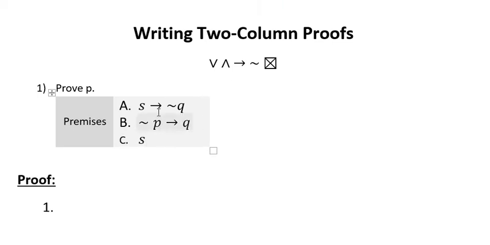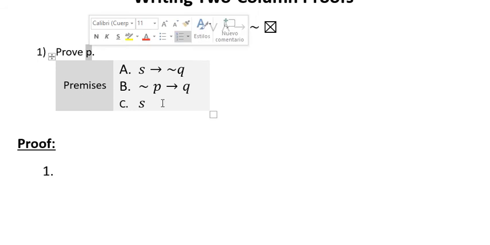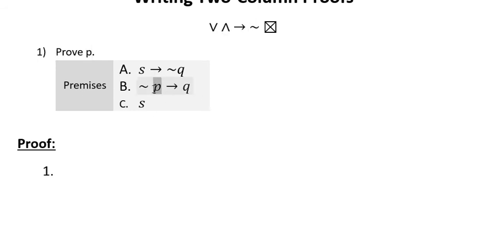We're looking for P. We're trying to prove P, and they give us these premises. So what are we gonna do? Something very helpful is to think backwards. I'm looking for P, so where in the premises can I find P? I have P in here, but it's the opposite. So how could I get normal P? Well, I can get it using tollendo tollens.